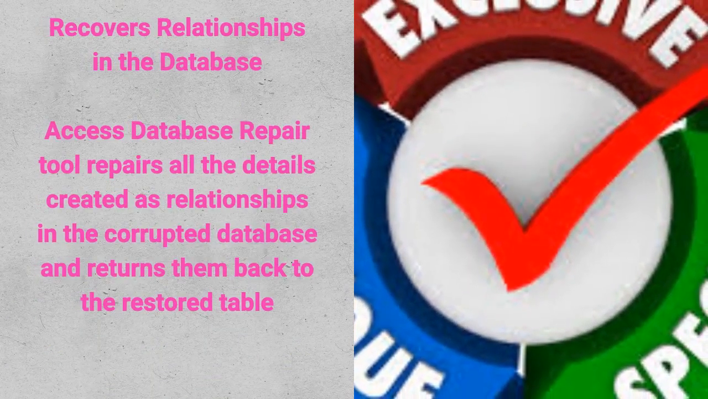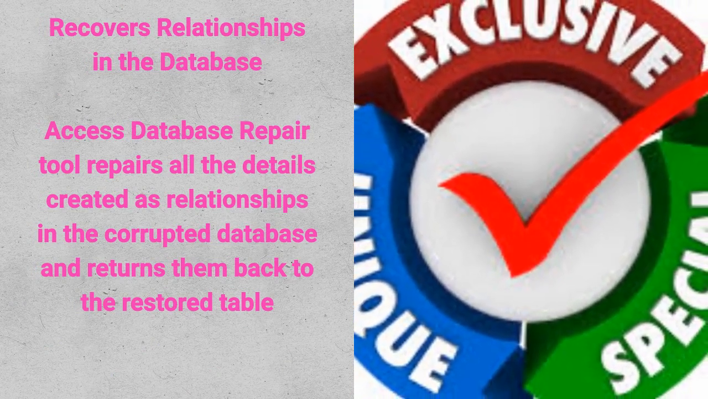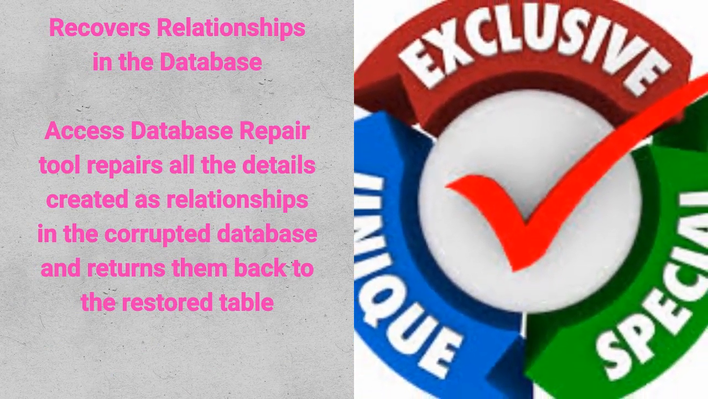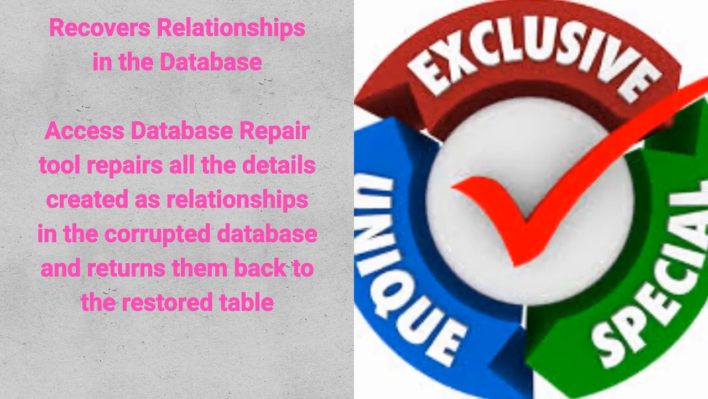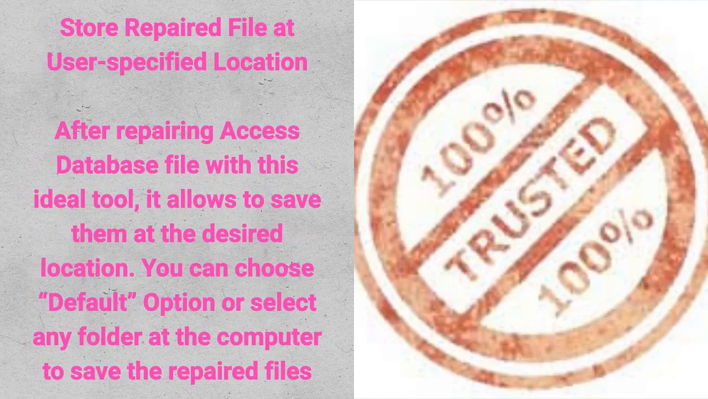Recovers relationships in the database. Access Database Repair Tool repairs all the details created as relationships in the corrupted database and returns them back to the restored table. Stores repaired file at user-specified location.